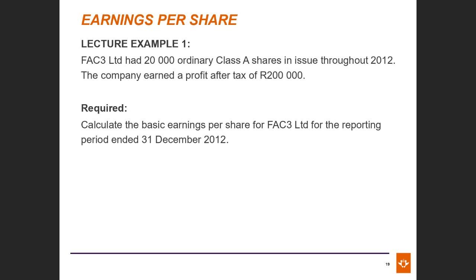So remember, we need to consider the formula to calculate our basic earnings per share. We need to take the earnings that are attributable to our ordinary shareholders, which is 200,000 Rand, and divide this by our weighted average number of shares. In this situation, they've told us that there are 20,000 ordinary Class A shares in issue throughout 2012. So you guys are correct. The basic earnings per share is going to be 10 Rand per share. Okay, well done.